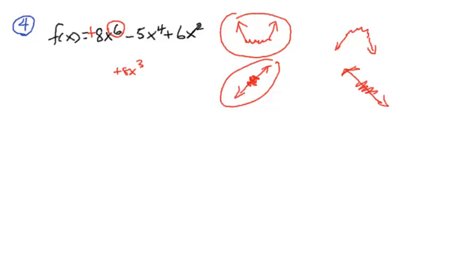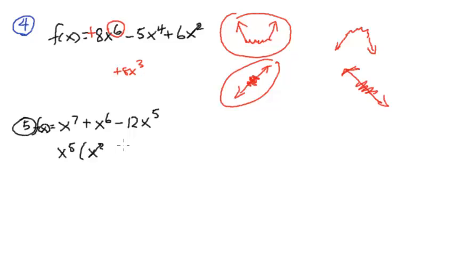All right, number 5. Give the factors of the function. So let's see, we have f of x equals x to the 7th plus x to the 6th minus 12x to the 5th. Well, the greatest common factor is x to the 5th, and this becomes x squared plus x minus 12. Well, I know that there are 5 zeros.